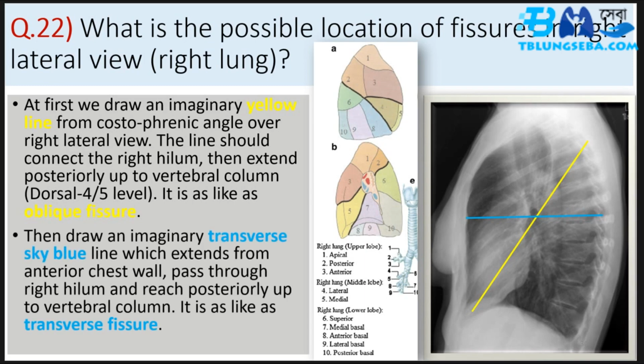Then draw an imaginary transverse sky blue line which extends from anterior chest wall, passes through right hilum and reaches posteriorly up to vertebral column. It is like the transverse fissure.